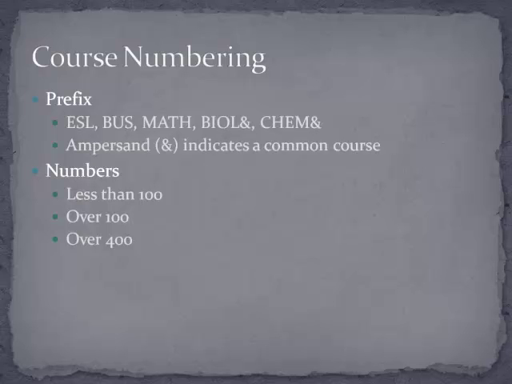Numbers above 400 usually mean graduate, meaning postgraduate or post-university work, so for a master's degree or a doctorate.